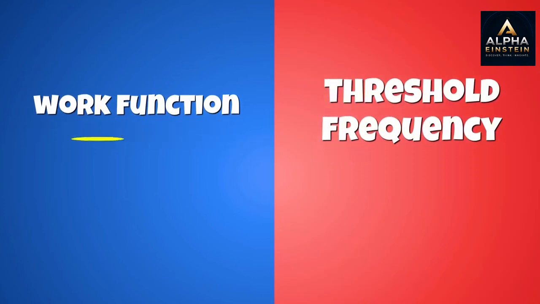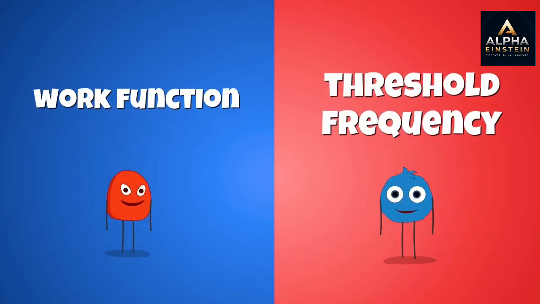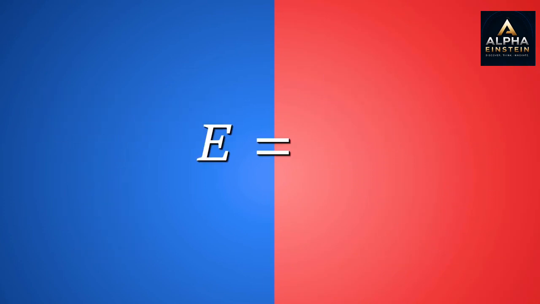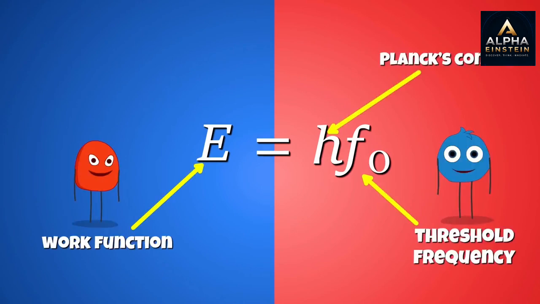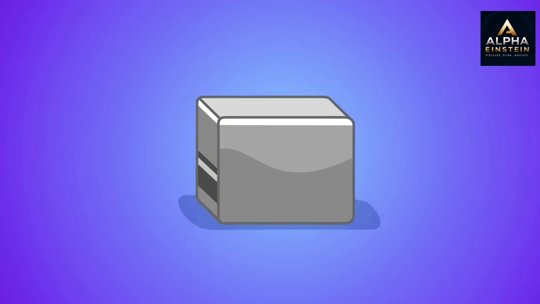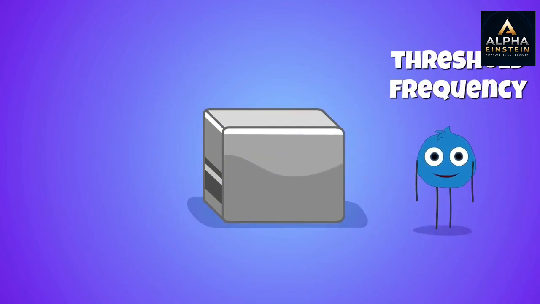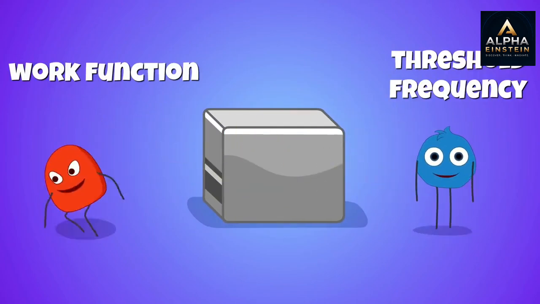As you can imagine, work function and threshold frequency are closely related. Mathematically, the work function equals the product of Planck's constant and the threshold frequency. In simple words, if you know the value of a material's threshold frequency, you can determine its work function.